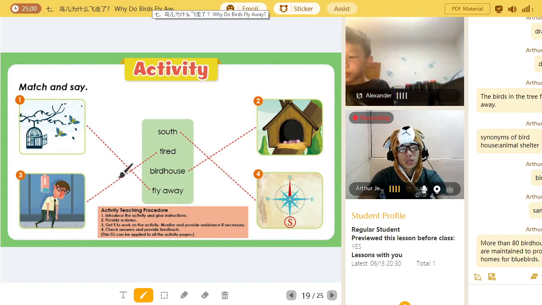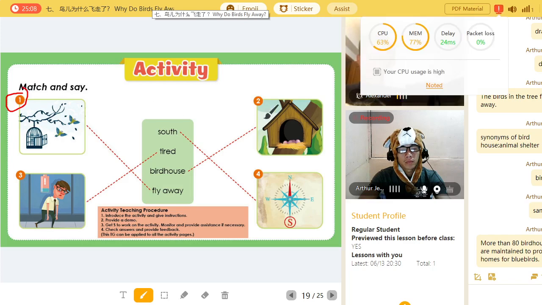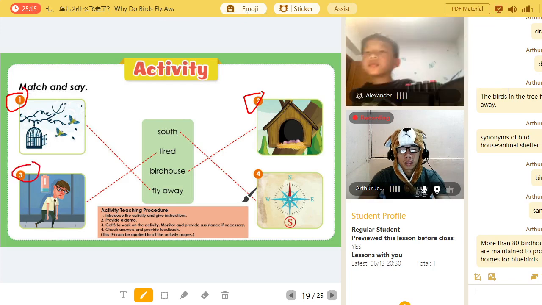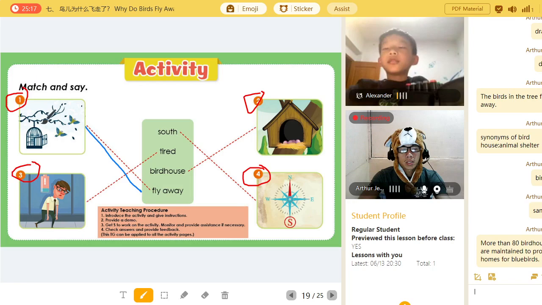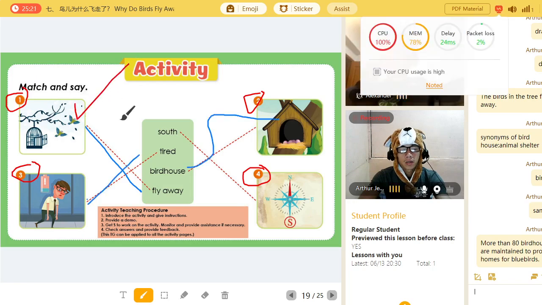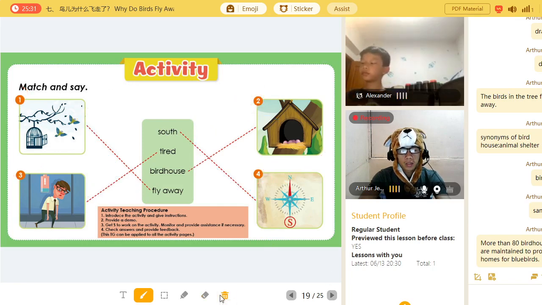Let's practice. Let's have some activity. Can you match and say? Number one, what is this? Number two. Number three. Fly away, okay. Tired, correct. Birdhouses. And south. Okay, good job. All right, let's read again. South, tired, birdhouse, fly away.